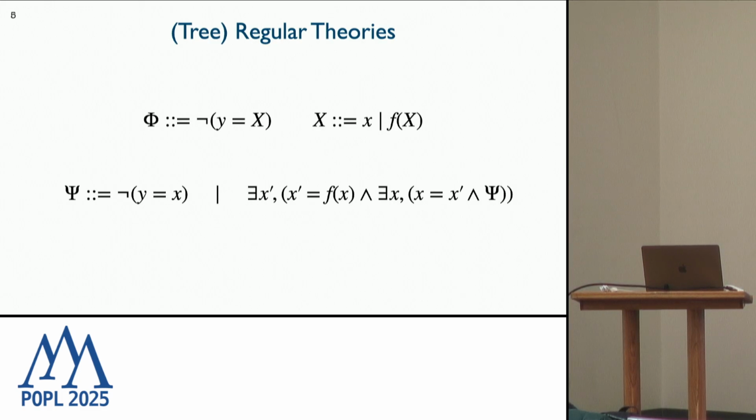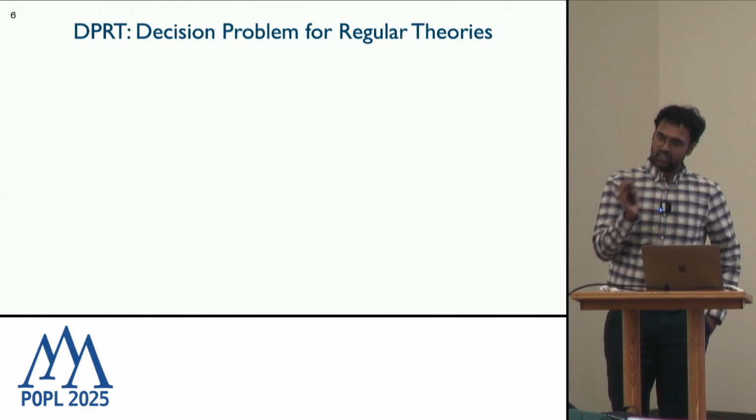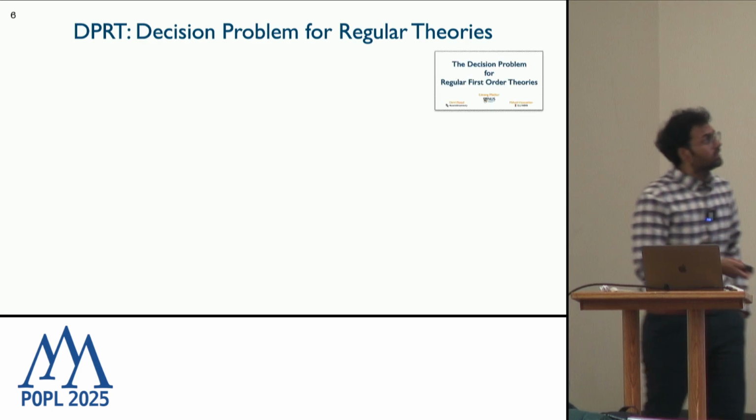So these languages are essentially tree regular languages. All right, so having understood the different parts, let's put them all together.